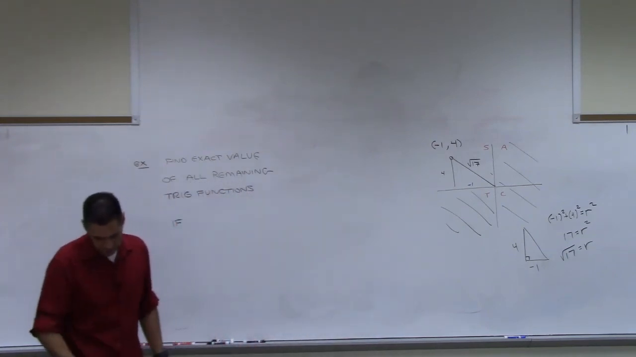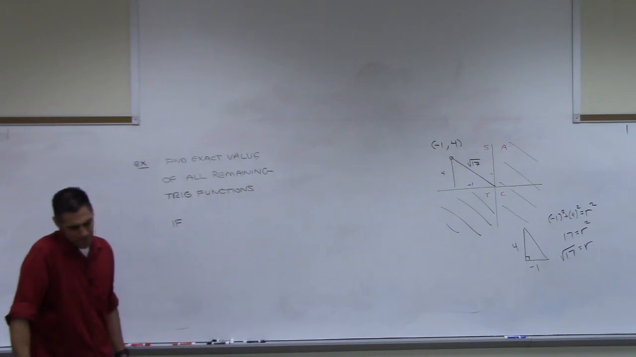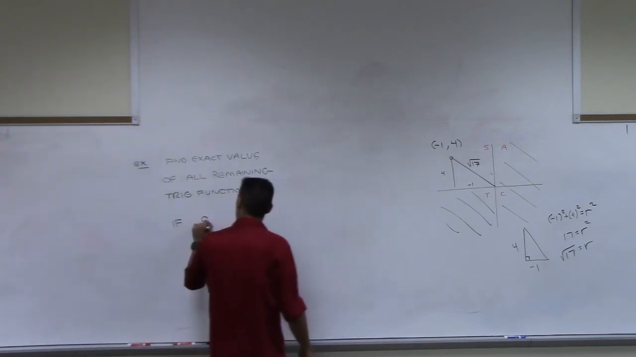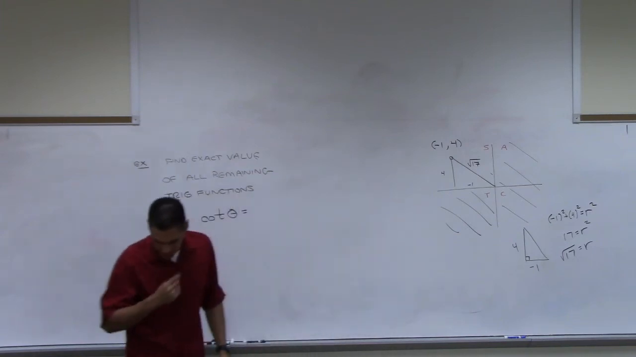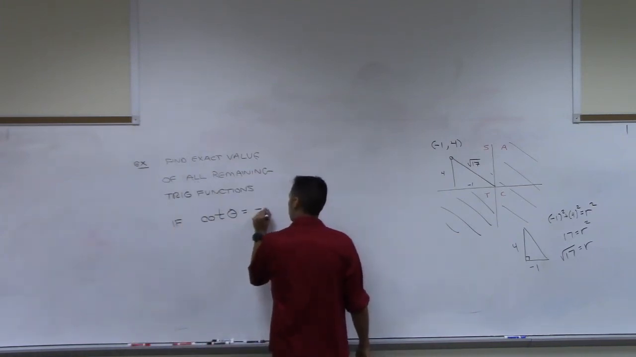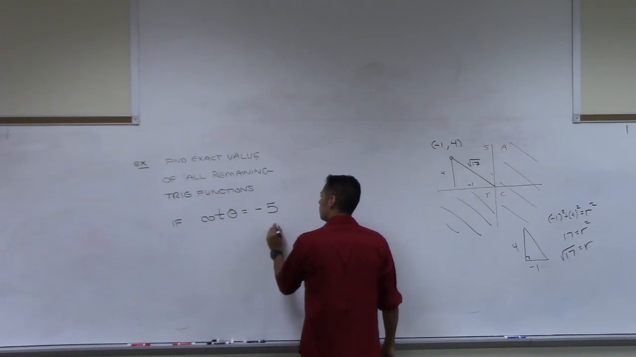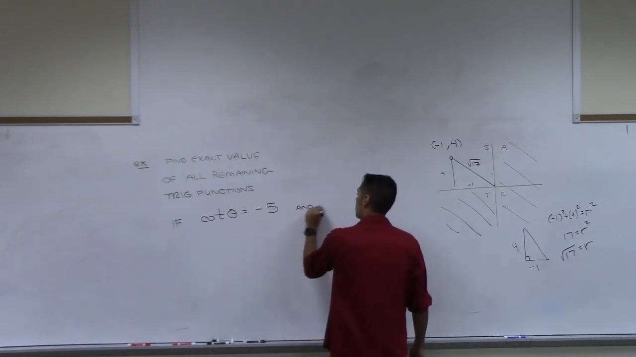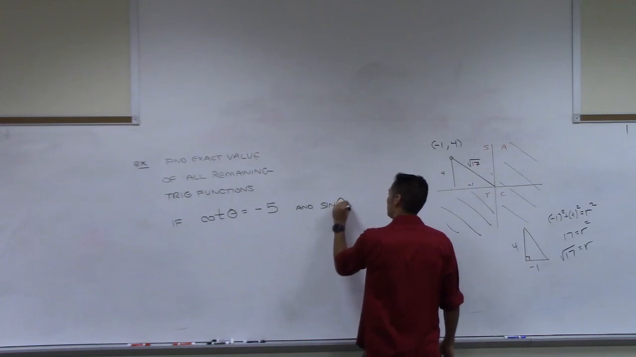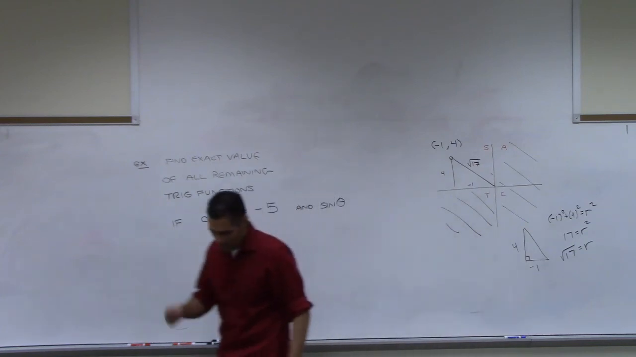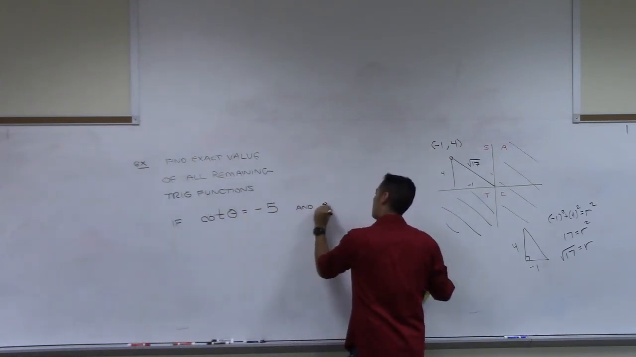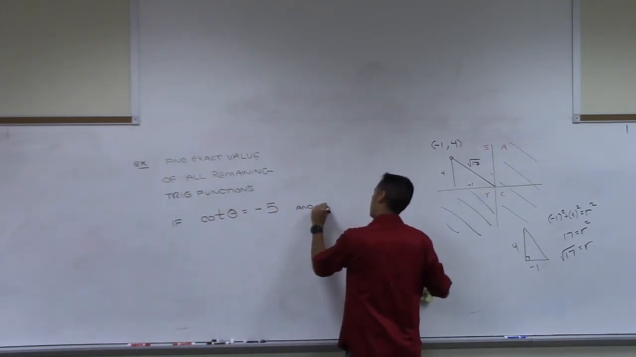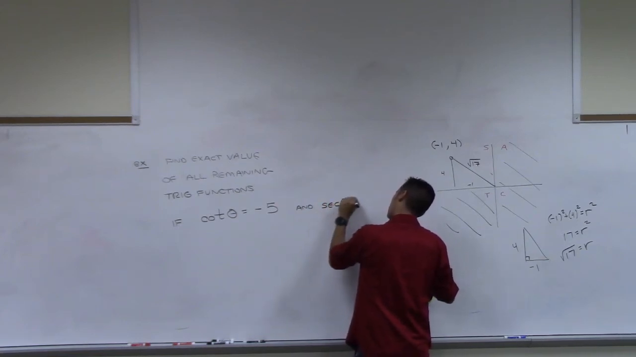How about cotangent theta is negative 5, and secant of theta is positive.